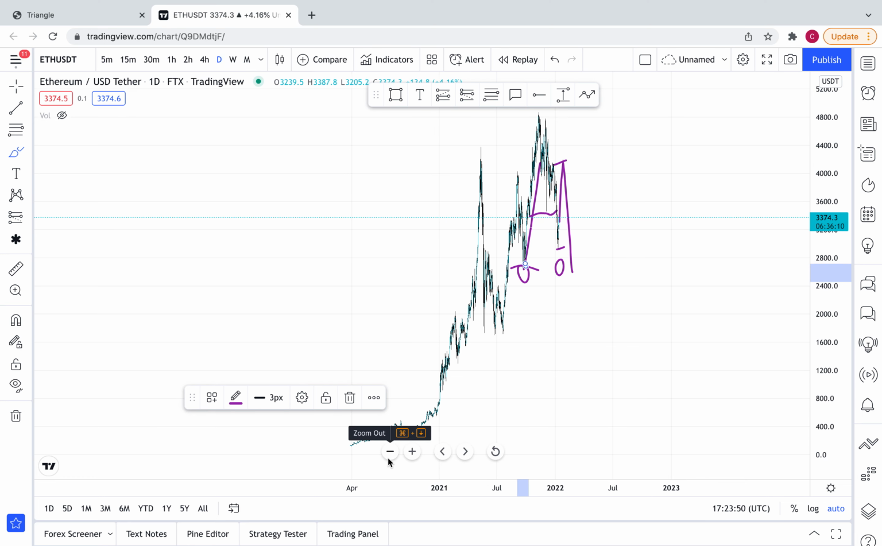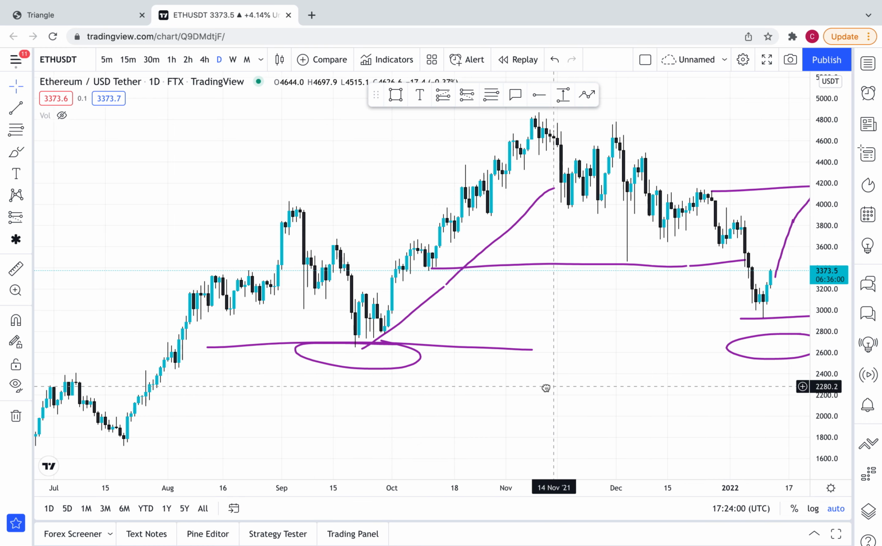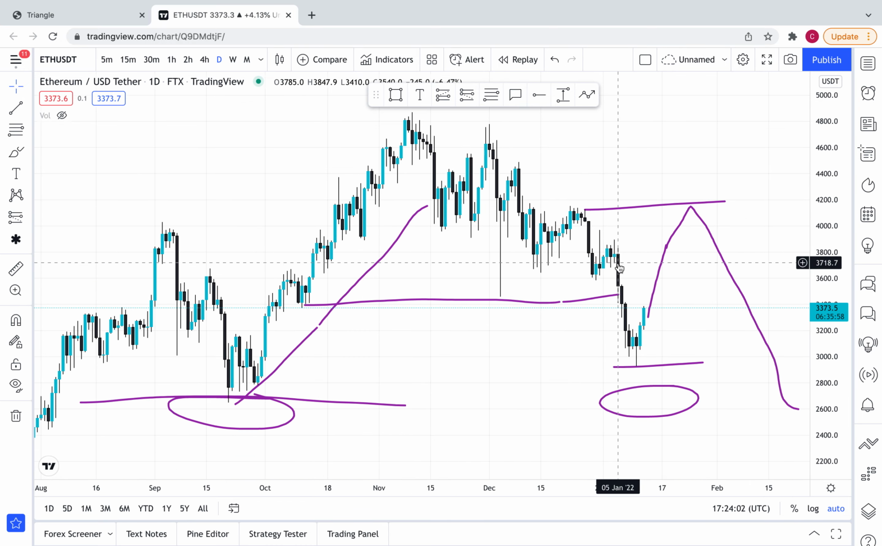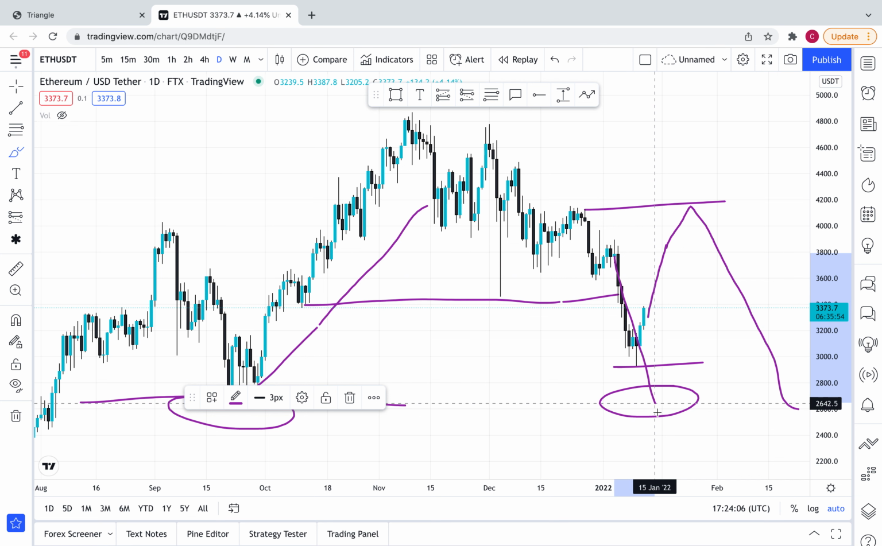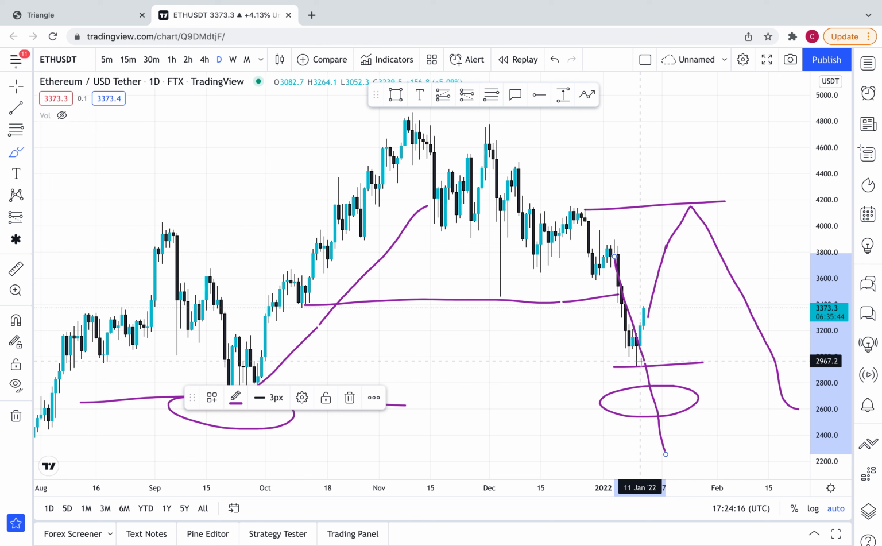So as I said, liquidity needs to be engineered for price to move from one region to the other. So price naturally, Ethereum naturally should have just continued the descent and moved down, down, down. But no, it didn't. It respected the lows that were here. Now, it created another low here by engineering liquidity.